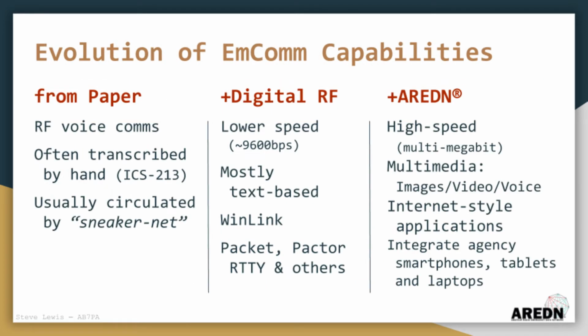It might be useful to look at the evolution of EmComm capabilities used by amateur radio operators through the years. Traditionally, we've used RF voice communication on a variety of radio bands. A typical message passing scenario involved giving the message to a radio operator who would write or type it onto a standard ICS 213 form.